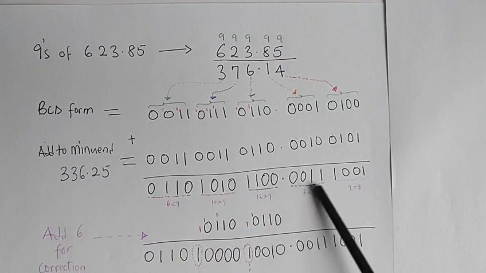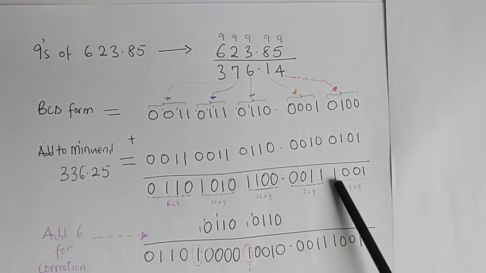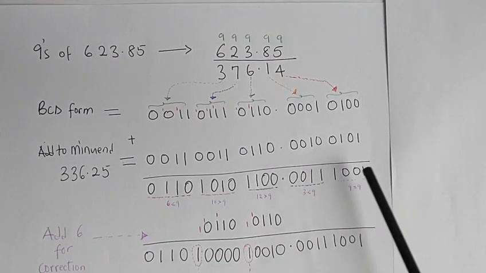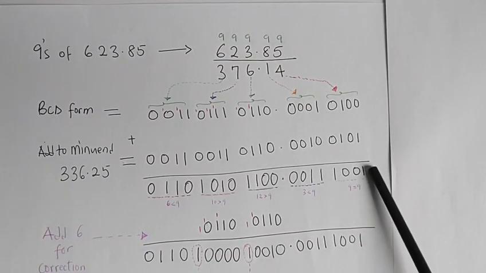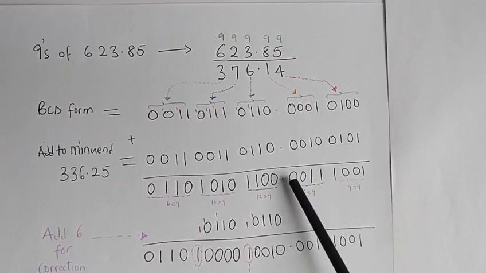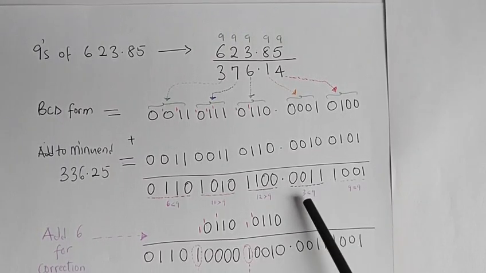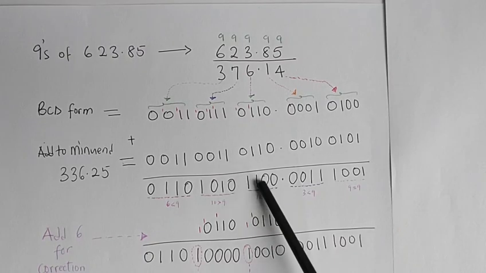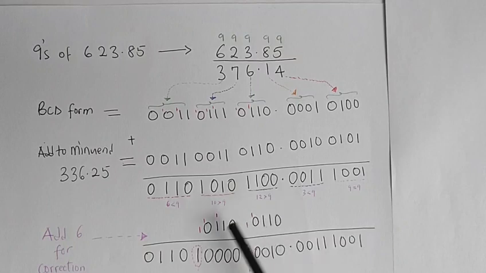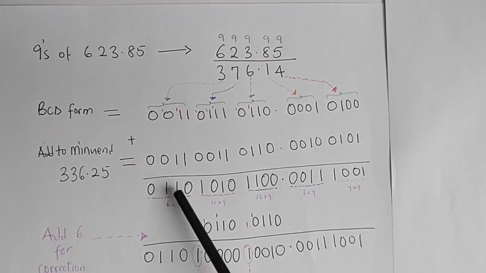Alright, so in this case, we need to check if the result is greater than 9. This one is 9, which is equal to 9. This is 0011, which is 3. This is less than 9. This is 1100, which is 8 plus 4, 12. So this is greater than 9. This is 1010. 8 plus 2 gives us 10, which is greater than 9. And then you have 0110, which is 4 plus 2, which is 6. 6 is less than 9.